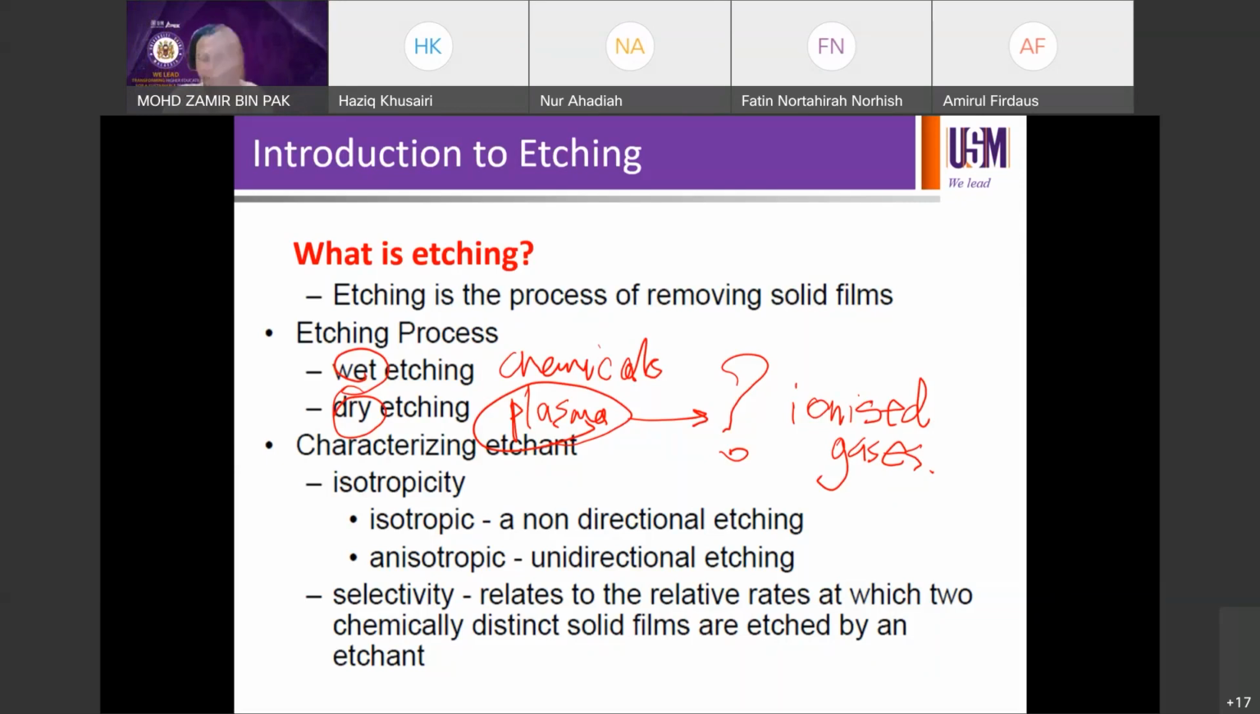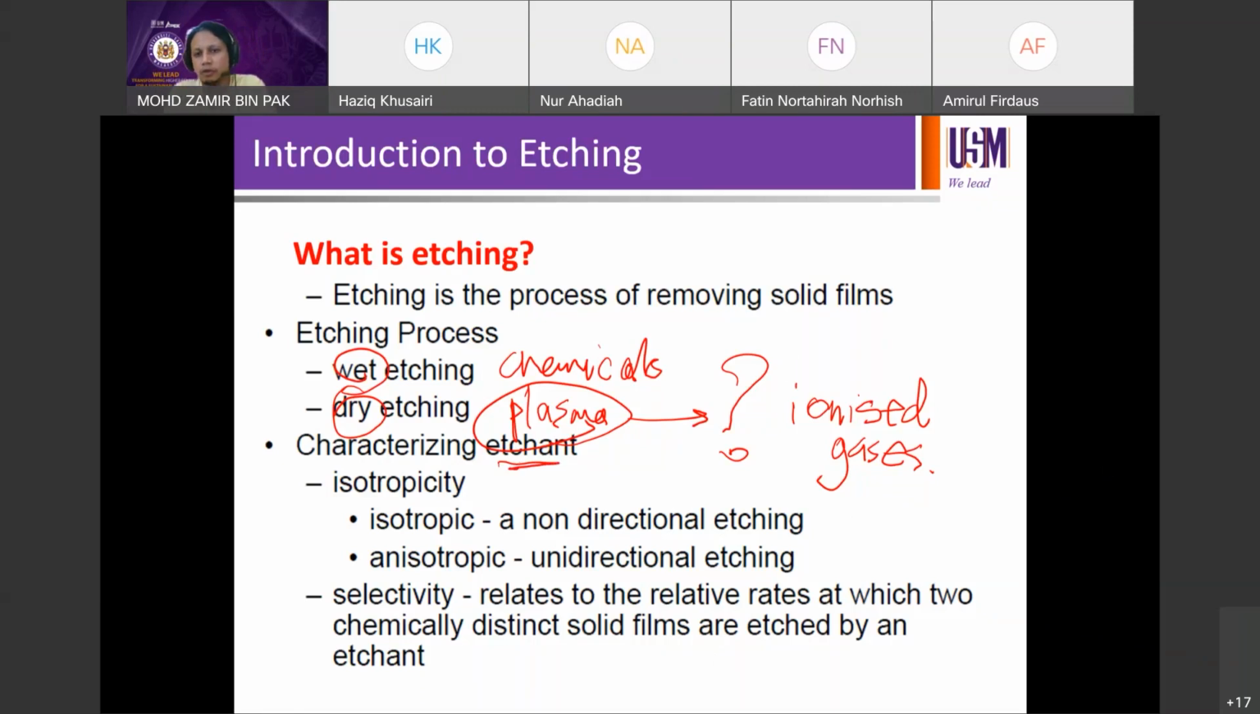You're going to see colors and everything. Right? Tak apa, kita akan tengok nanti when we talk about dry etching. Characterizing etching, isotropicity. When you talk about etching ni, apa yang kita guna? Plasma. Try to check what is the concept behind plasma TV. How does it generate the plasma? Okay, plasma TV ya.